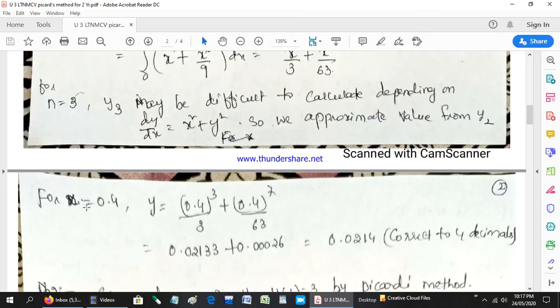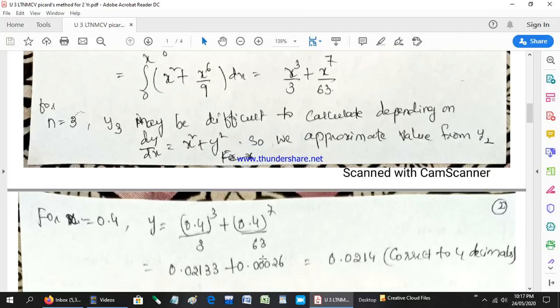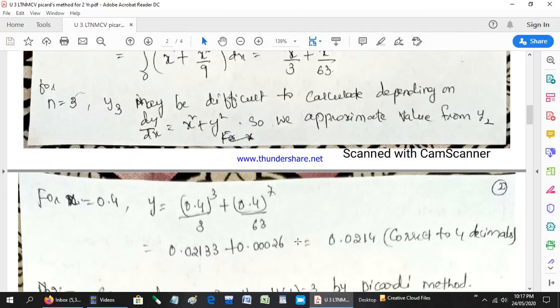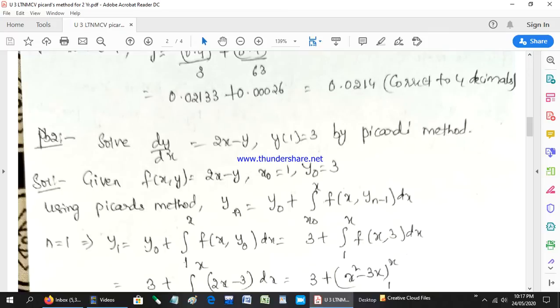Now in the question this is also asked for x is equal to 0.4, what is the y value. So now taking this as an approximate value, substituting x is equal to 0.4, y is equal to 0.4 whole cube by 3 plus 0.4 whole power 7 by 63. So this gives the y value as 0.0214.